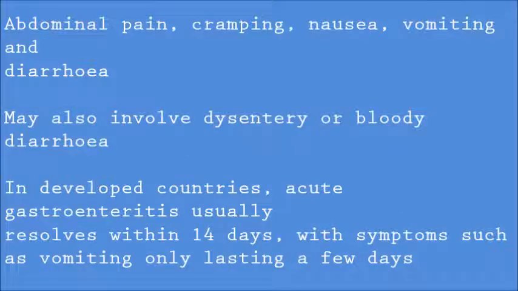Inflammation of the digestive system can lead to many symptoms, including abdominal pain, cramping, nausea, vomiting, and diarrhea. Some causes of bacterial gastroenteritis, for example those caused by Shigella or Campylobacter bacterium, may also involve dysentery or bloody diarrhea. In developed countries, acute gastroenteritis usually resolves within 14 days, with symptoms such as vomiting only lasting a few days.